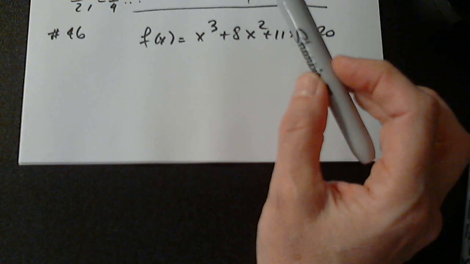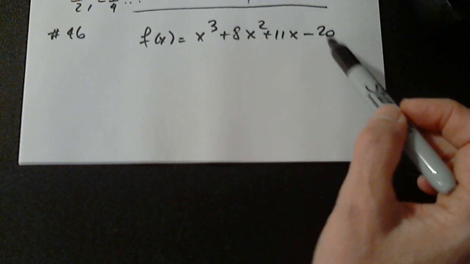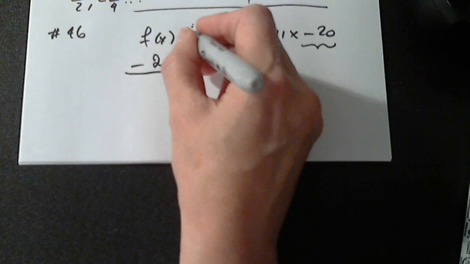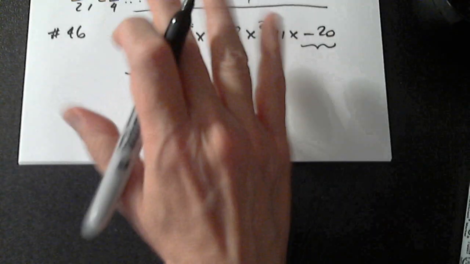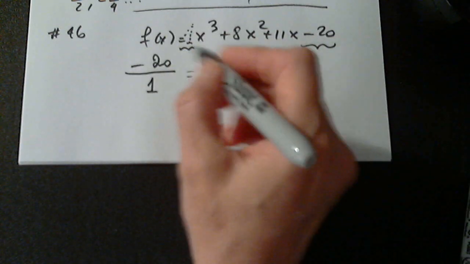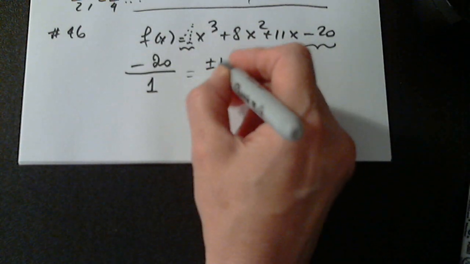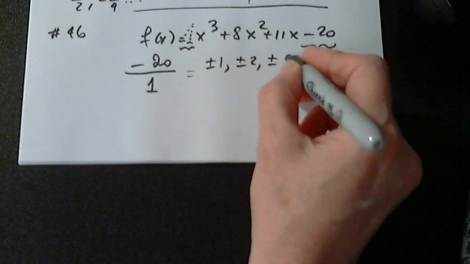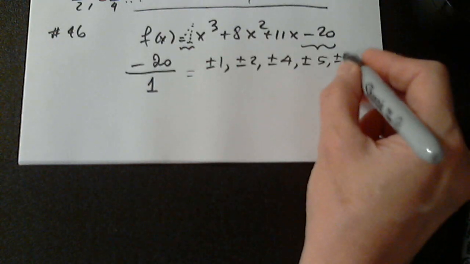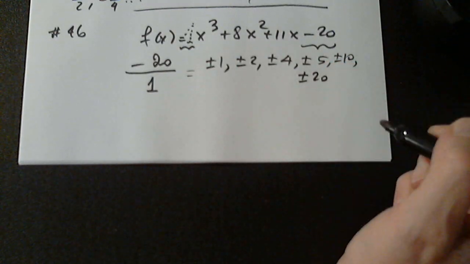But we say the following. If this polynomial has rational zeros, they must be on the following list. Negative 20 divided by 1. Factors of this. Positive, negative is really not important. What are the factors of 20? Plus or minus 1, plus or minus 2, plus or minus 4, plus or minus 5, plus or minus 10, plus or minus 20.